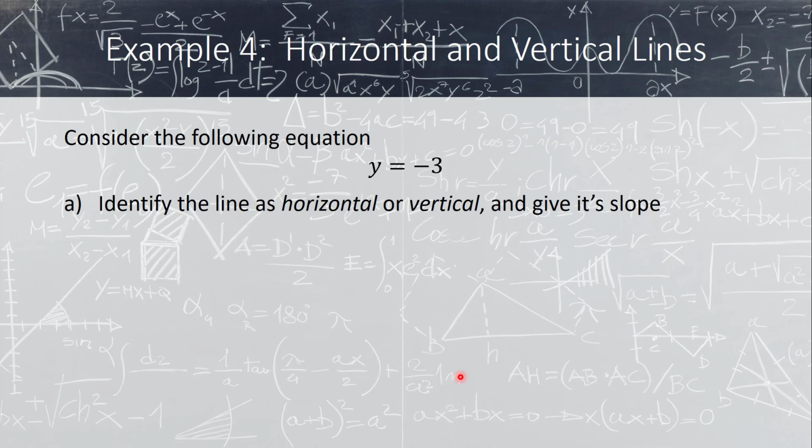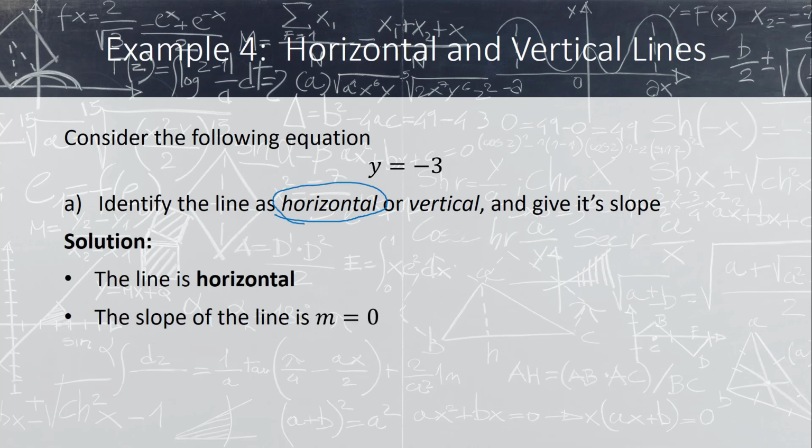Okay, now here we are dealing with horizontal and vertical lines, and we have the equation y equals negative 3. Now, if the equation is y equal to a constant, the answer is always going to be a horizontal line. Okay? If it's a horizontal line, then the slope is 0.